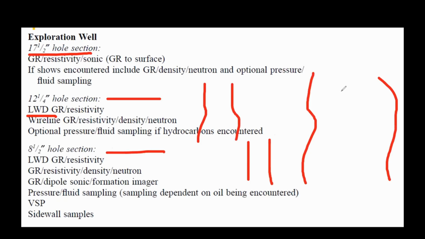When you are going with LWD, you have to use optional tools also, that is RSS, rotary steerable systems, or mud motor systems, and a small flexible bend type tool. This is your drill string; at the end point of the drill string, a small bend type of tool will be used. Small bend.